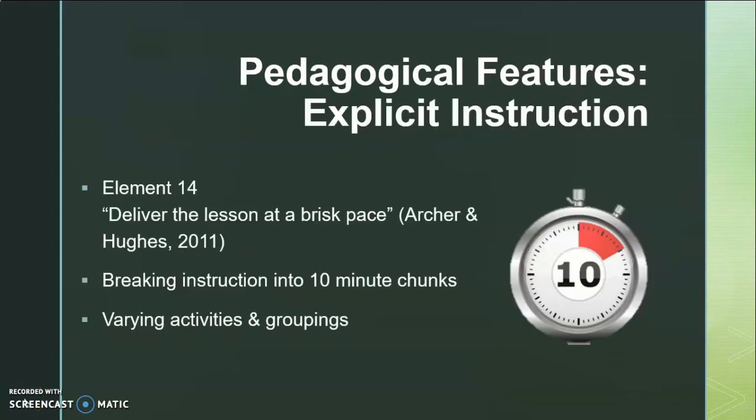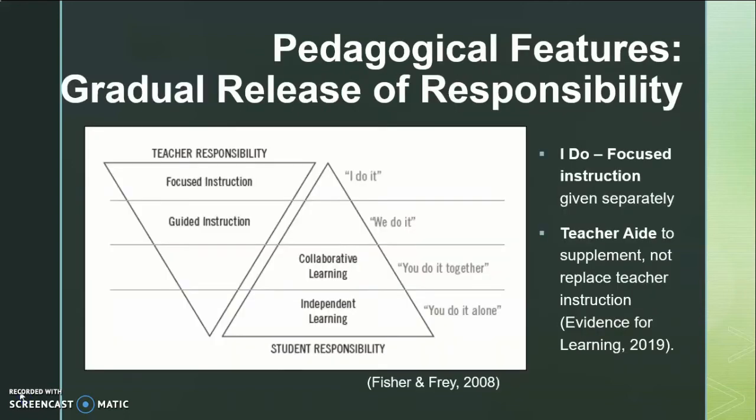For instance, the 14th element of explicit instruction, deliver the lesson at a brisk pace, was implemented by breaking instruction into short 10-minute chunks. This choice was also informed by the multi-age structure of the classroom, so that the teacher could rotate between the Year 2s group and the combined group of preps and Year 1s. Effective pacing was achieved by varying the activities and groupings whilst giving students adequate time to process learning without losing engagement. The lesson followed the gradual release of responsibility model of I do, we do, you do.